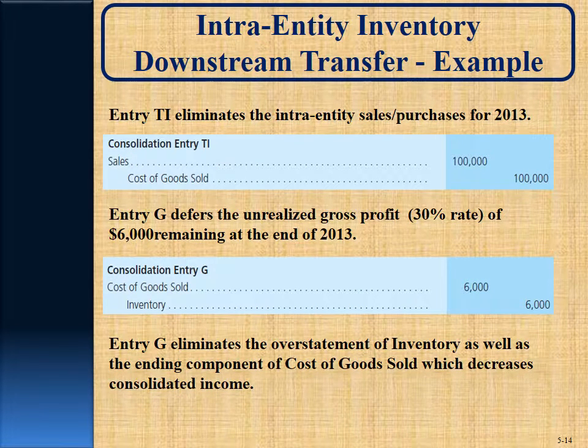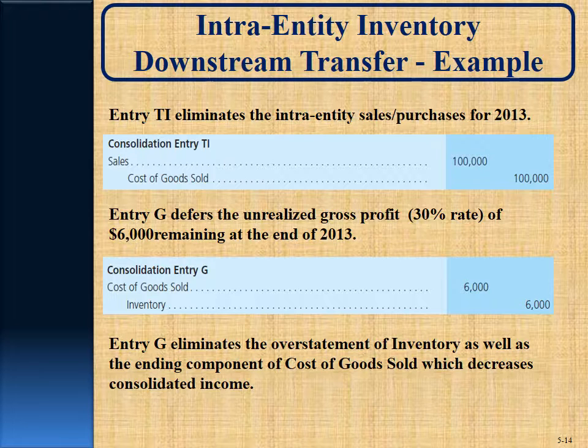Now, what happens when it's the opposite? There's your transfer of inventory, just like before. And also, we do the same journal entry. Remember we said if the transfer is upstream or downstream, these first two entries are the same. Remove the sales and cost of goods sold in the consolidation process, and then debit cost of goods sold, credit inventory for the unrealized gross profit for this year.